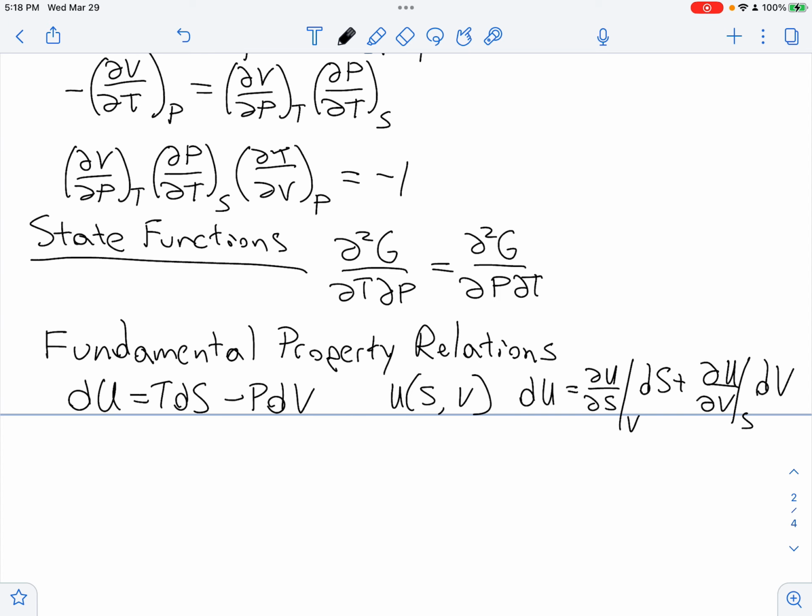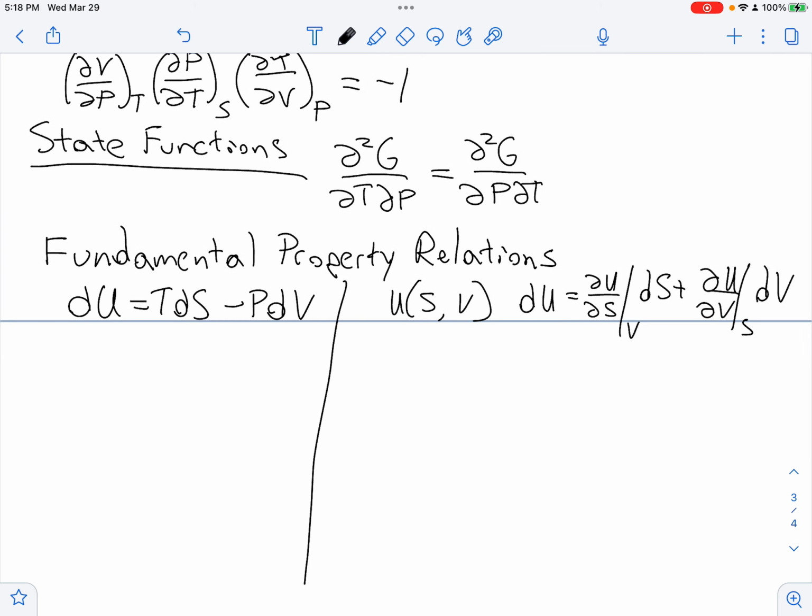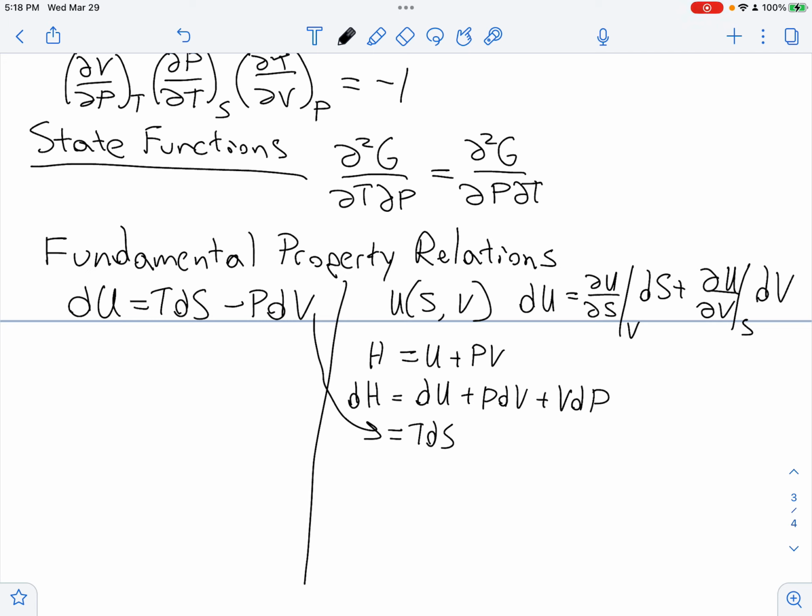And I think when you look in these fundamental property relations, you start to see why it's useful to define things like enthalpy. So remember H, I want to list the fundamental property relations together. We know that H is equal to U plus PV. And if I say dH is equal to dU plus PdV plus VdP, again, that resembles the chain rule. I'm going to use this fundamental property relation, dU equals TdS minus PdV, plus PdV plus VdP. These terms cancel, and we get dH is TdS plus VdP.